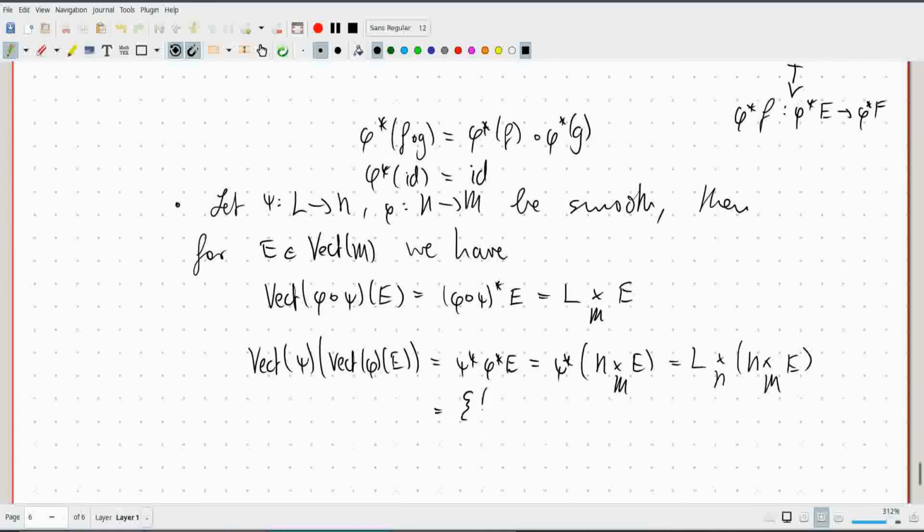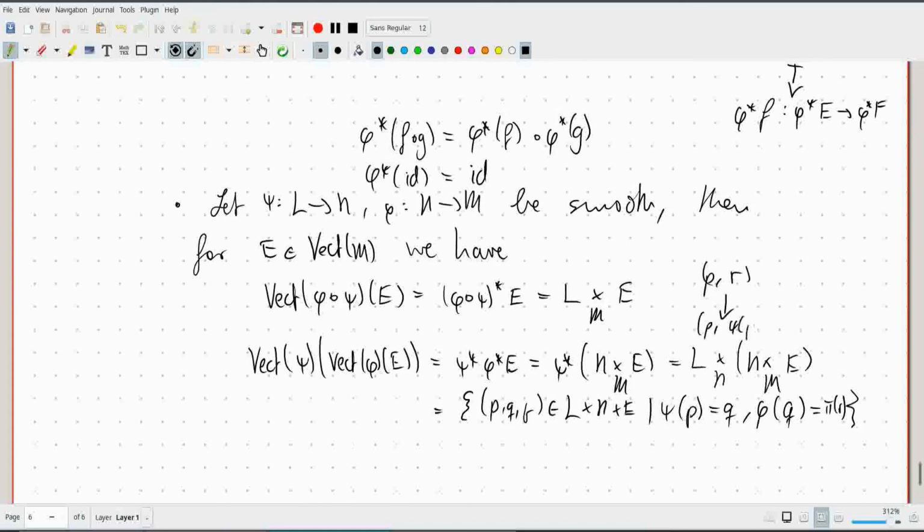So that is the objects P, Q, R in L cross N cross E, such that psi of P is Q and phi of Q is phi of R. But if we have an element here, P R, we can just map that one to P psi of P R, and that one is an element here, and this is an isomorphism, and it turns out to be natural.